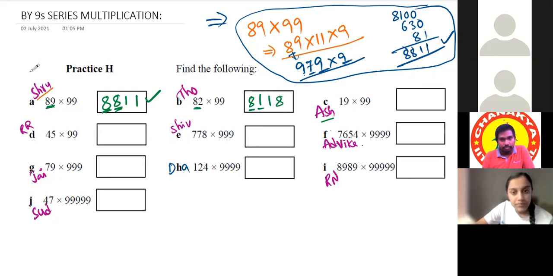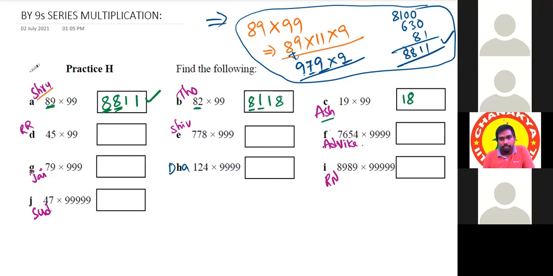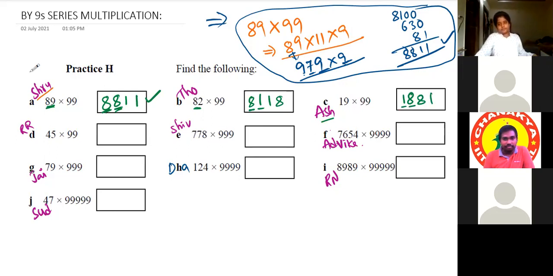Ashwat. Yes, sir. 19's predecessor is 18, sir. 9 minus 1 is 8, sir. 9 minus 8 is 1, sir. That's all. 1881 is the answer. Very good, correct. Then Ritvik. Sir, 1 less than 45 is 44. 9 minus 4 is 5, and 9 minus 4 is 5. So the answer will be 4455. That's all. Very good.